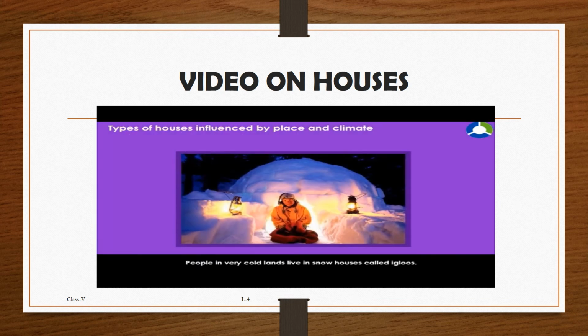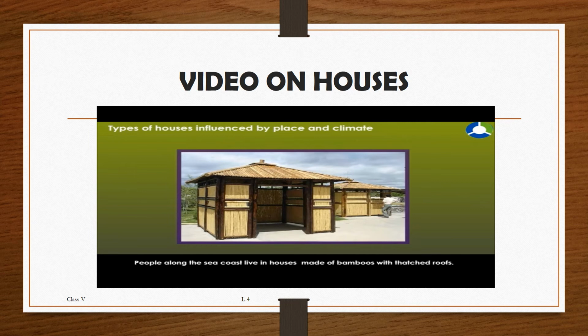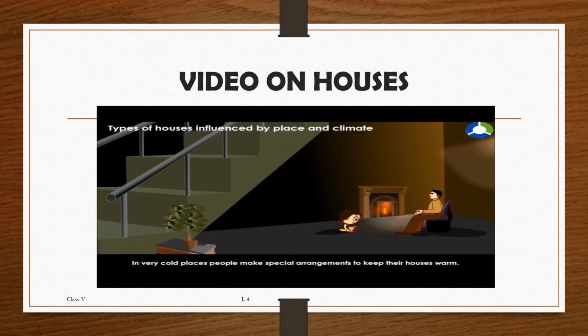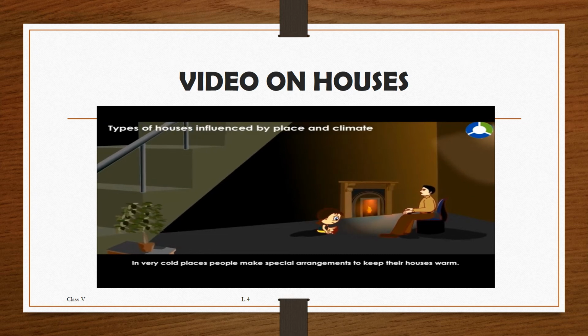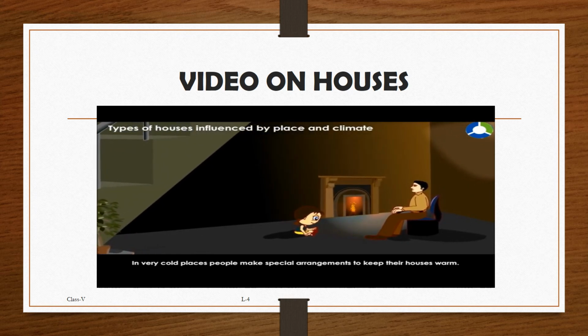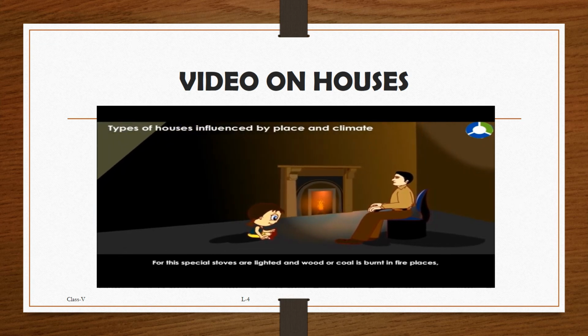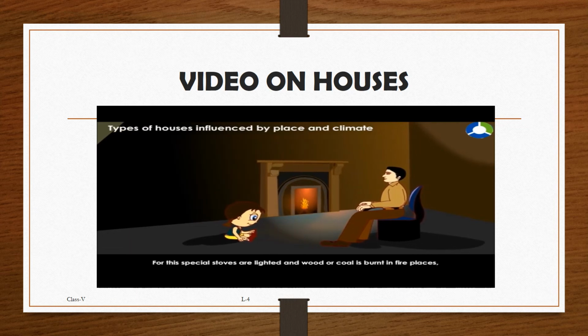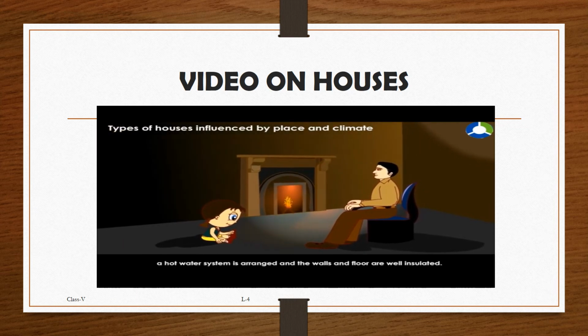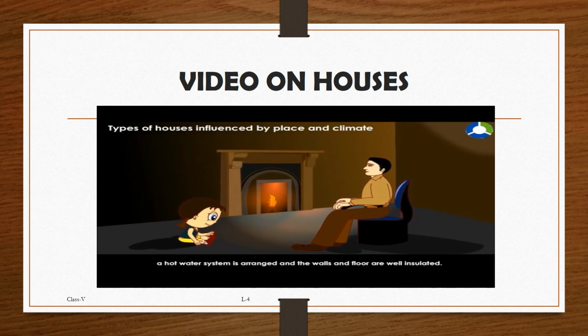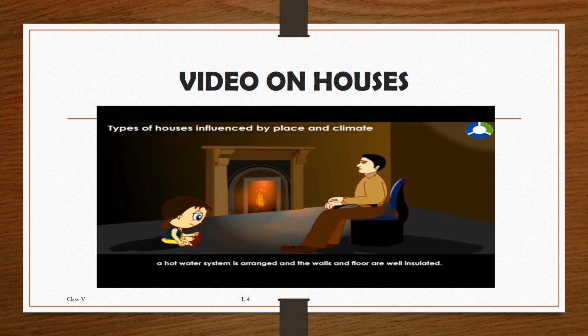People in very cold lands live in snow houses called igloos. People along the seacoast live in houses made of bamboos with thatched roofs. In very cold places, people make special arrangements to keep their houses warm. For this, special stoves are lighted and wood or coal is burnt in fireplaces. A hot water system is arranged and the walls and floor are well insulated.